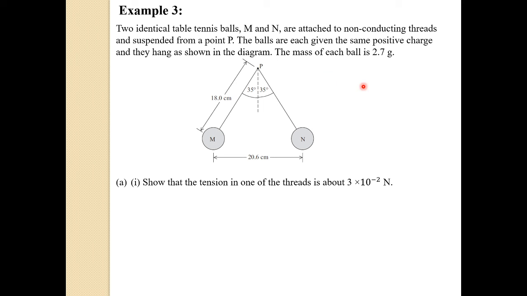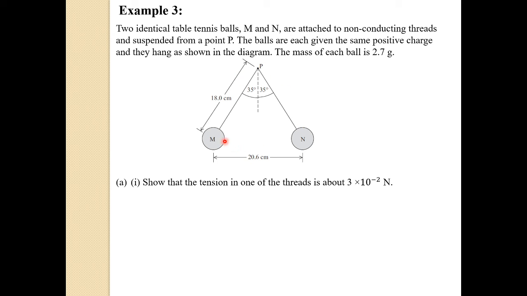Two identical table tennis balls M and N are attached to non-conducting threads and suspended from point P. The balls are each given the same positive charge, and they hang as shown in the diagram. M and N hang from the point and from the thread.